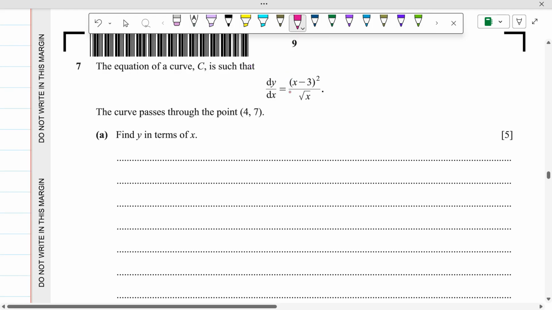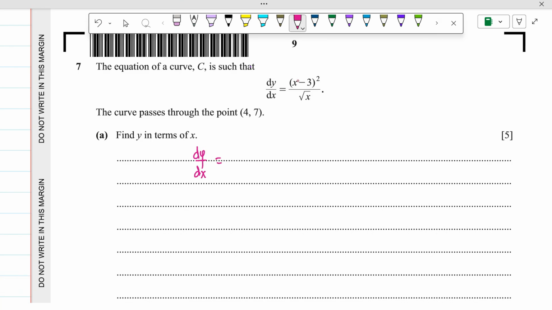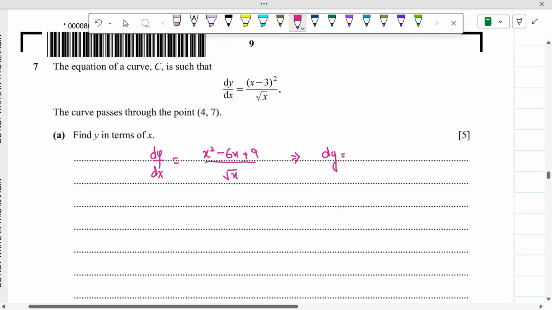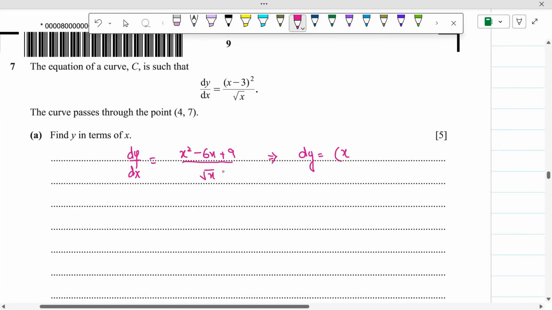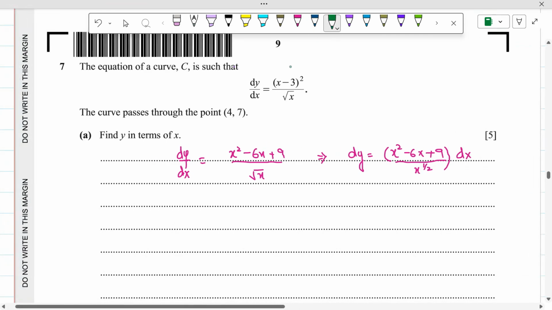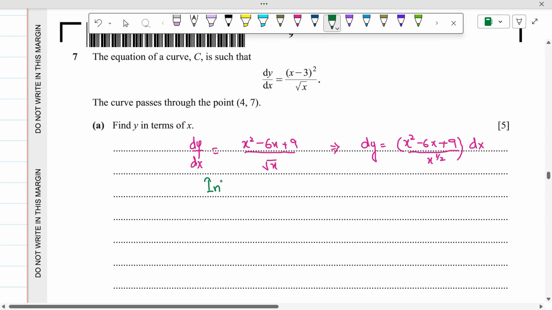We have been given the derivative of the curve and we need to find the equation of the curve. So to find the equation of the curve, we will integrate the given derivative equation. So dy/dx is equal to (x minus 3) squared, which can be written as x squared minus 6x plus 9, over the square root of x. After cross multiplication, we will have dy equals (x squared minus 6x plus 9) over x to the power of half, dx. Now apply integration to find the value of y.